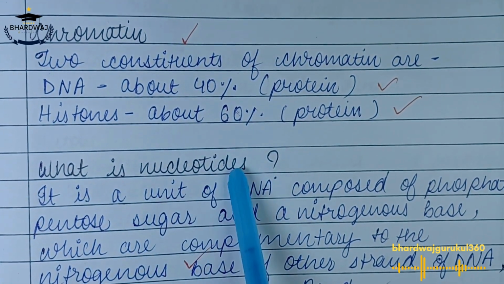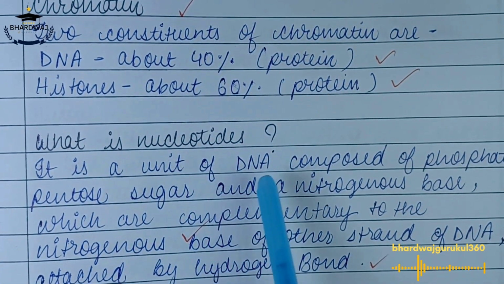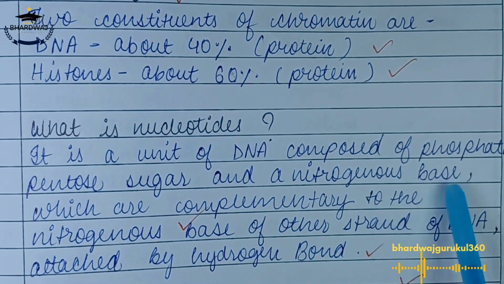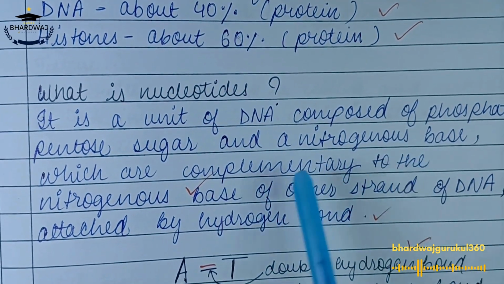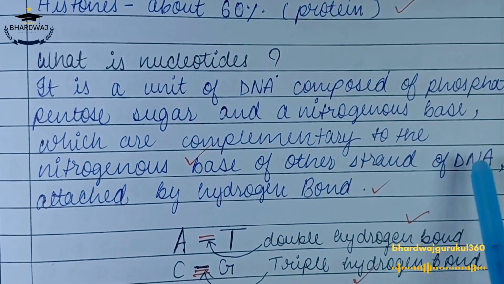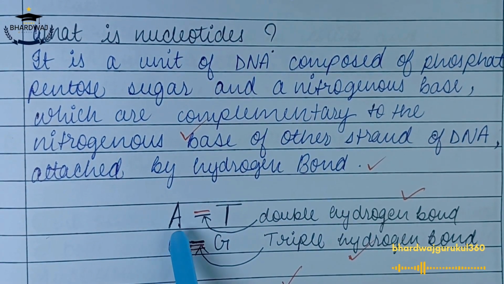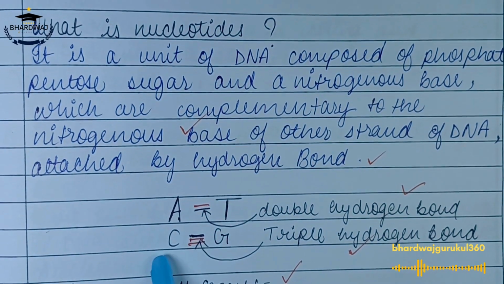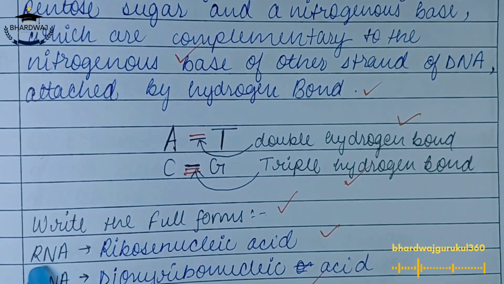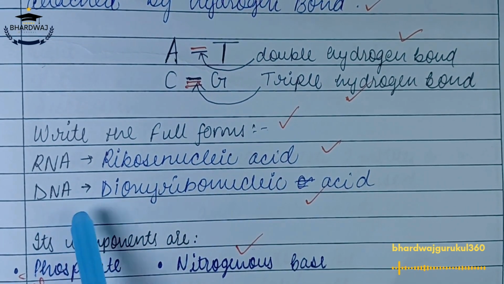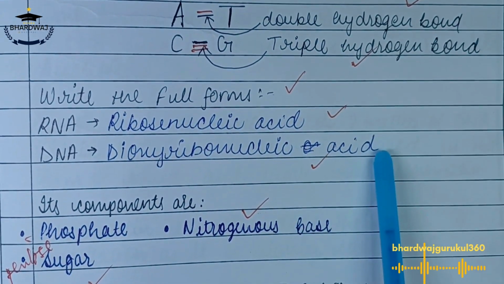What is a nucleotide? It is a unit of DNA composed of phosphate, pentose sugar and a nitrogenous base, which are complementary to the nitrogenous base of the other strand of DNA attached by a hydrogen bond. Example, A double bond T and C triple bond G. Write the full form of RNA. Ribose nucleic acid, and DNA is deoxyribose nucleic acid.